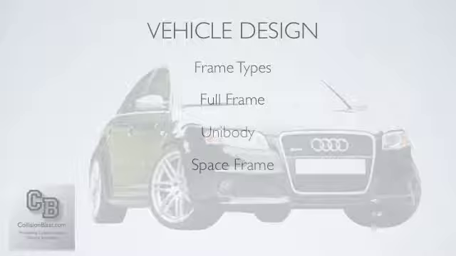On a full frame, the suspension, the engine, transmission, everything bolts to the frame. So you can take the body off, or all the body panels, and all your mechanical parts would still be bolted onto the full frame.